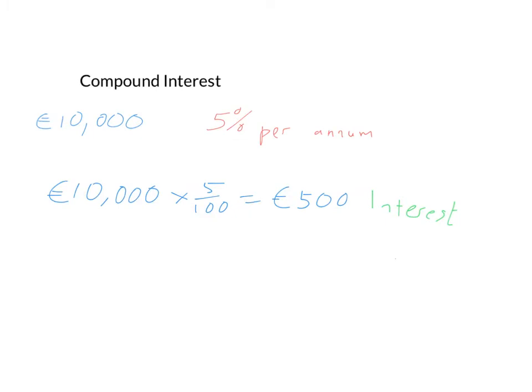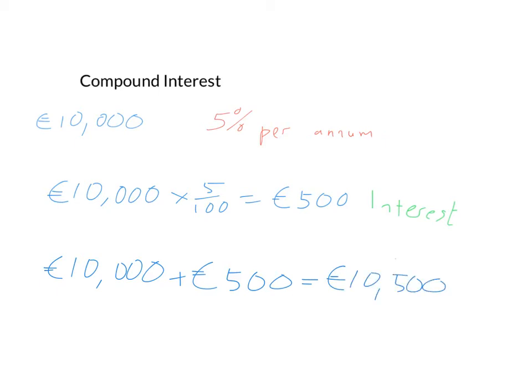This means the total amount of money you get back would be your 10,000 euro plus the 500 euro of interest you're after earning. And that gives you a total of 10,500 euros. This is something we call the final value. Now this is a more normal interest calculation, but obviously we have the word compound up here at the start.